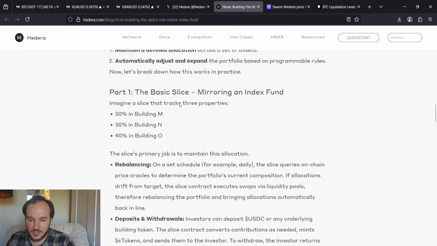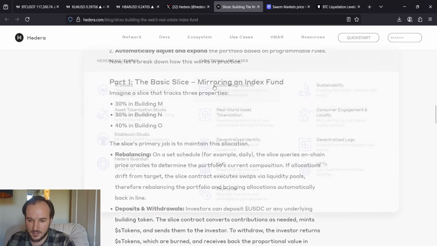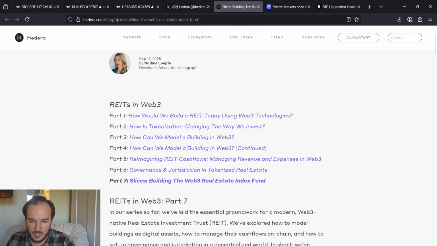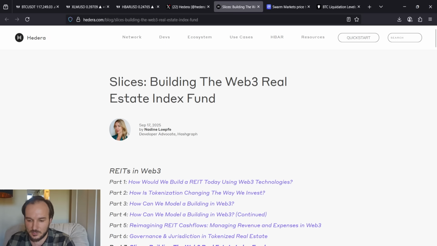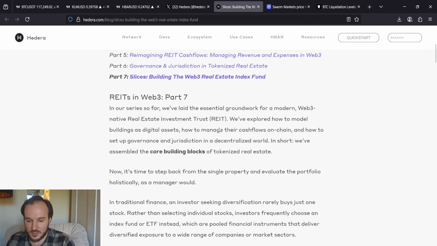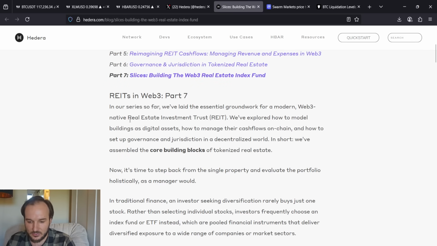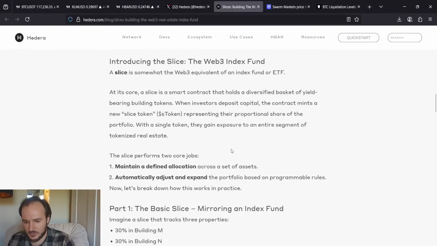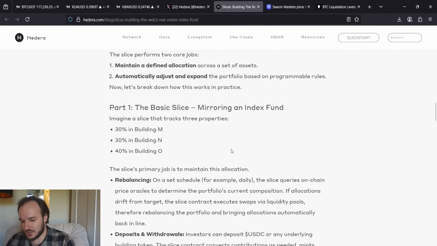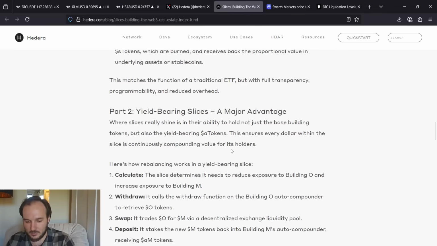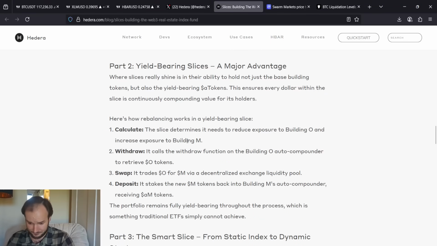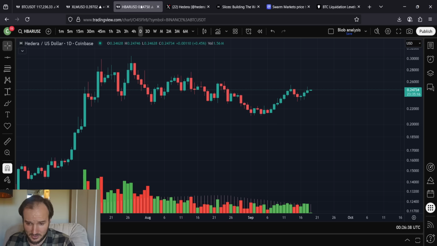There's a lot to read through here. If you guys want to read through it, you can go to the Hedera blog, slices. You go to their blog and you can just click on slices, building the Web3 real estate index fund. REIT stands for Real Estate Investment Trust. That's what it is, yes. And I just think it's really cool. I think it's something unique, and it really does set HBAR apart from a lot of different projects that are doing this, right? I don't think anything else has something like this right now, or maybe they do, but I think HBAR is probably further along.